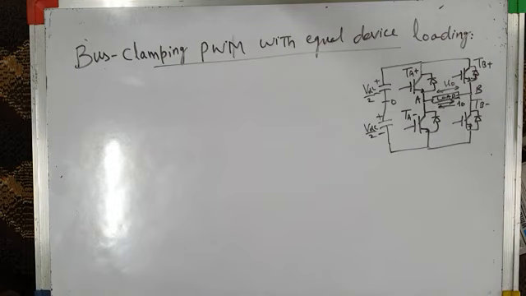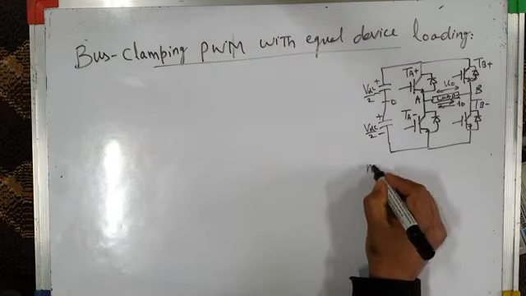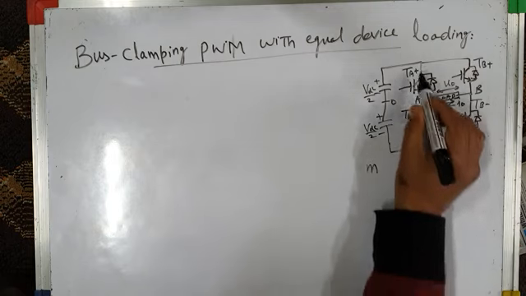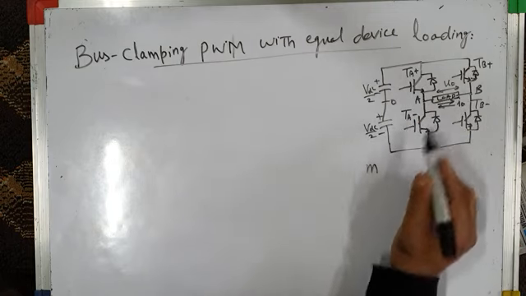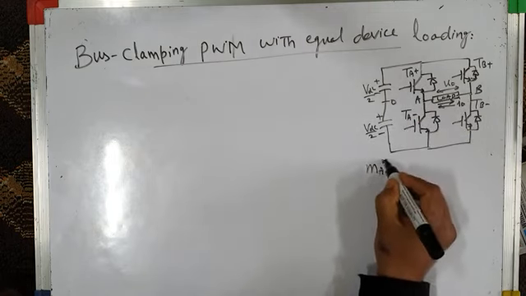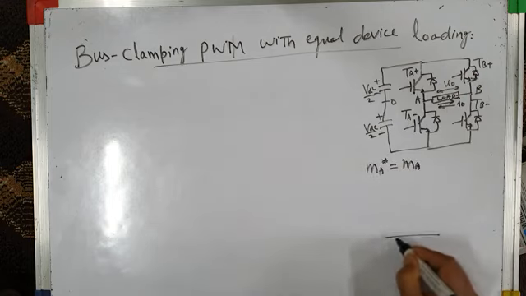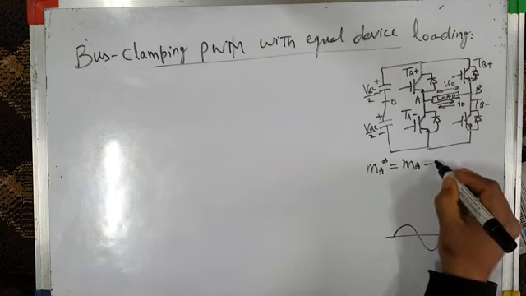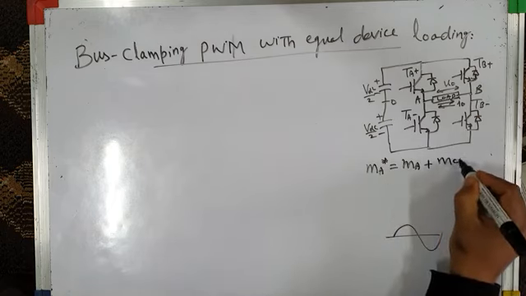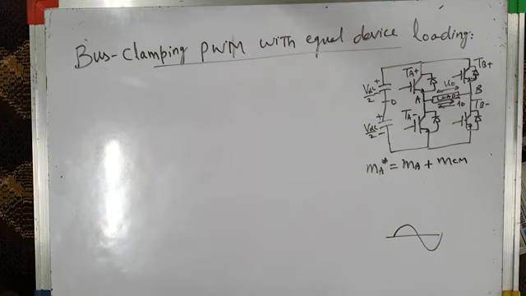For that purpose we have to modify our modulating reference wave. The modulating reference wave which modulates the switching of leg A, that is MA star, is equal to the actual sinusoidal modulating wave like this, plus some common mode voltage. Now what will be the nature of this common mode voltage, which results in equal device loading along with bus clamping? We have to see.